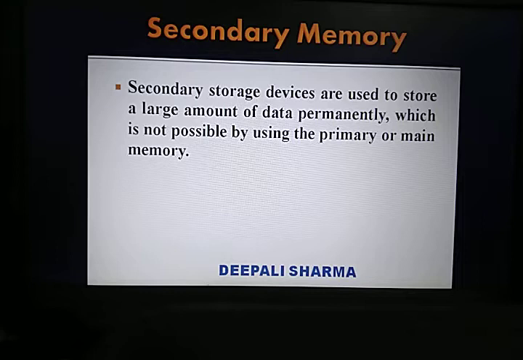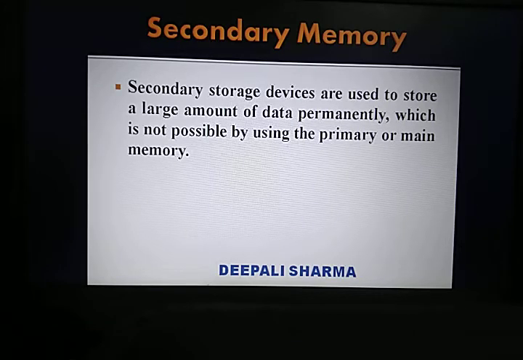But if you save your data with the Control S command or a saving option, then your data is saved in your computer system permanently. The devices which store your data permanently are known as secondary storage devices. So you use a secondary storage device to store a large amount of data permanently, which is obviously not possible with your primary or main memories. That means you cannot save your data permanently with the help of RAM and ROM.